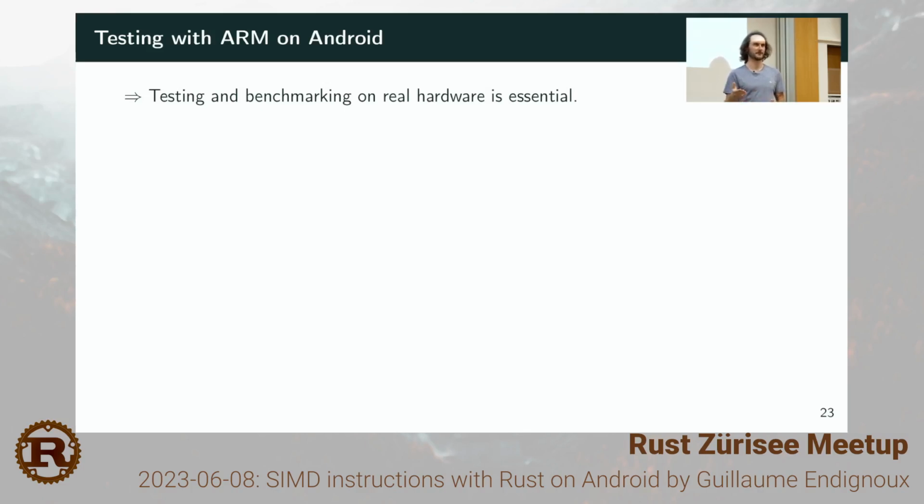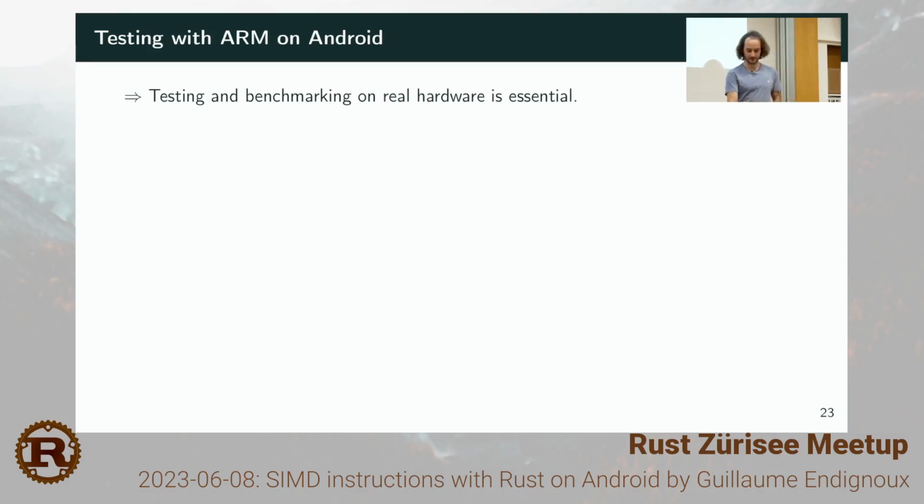Benchmarking is also important because, let's say, not all SIMD instructions have the same costs. Some will take more cycles than others, so it's important to test that. Okay, so now I wanted to test, and on Intel I already have my development laptop, but I wanted to test on an ARM, which is the other major platform.